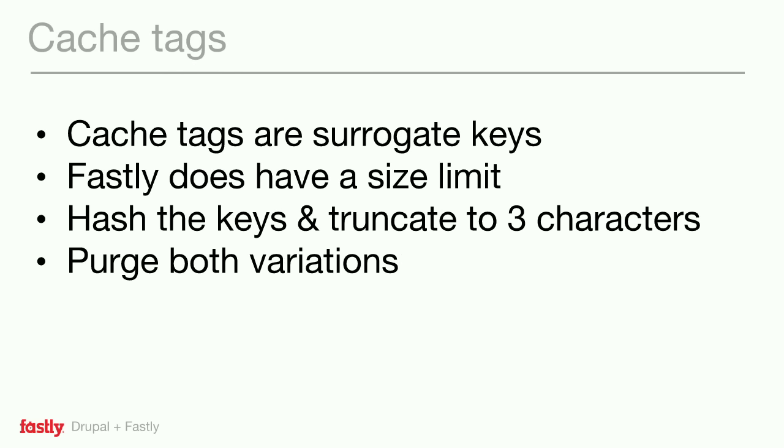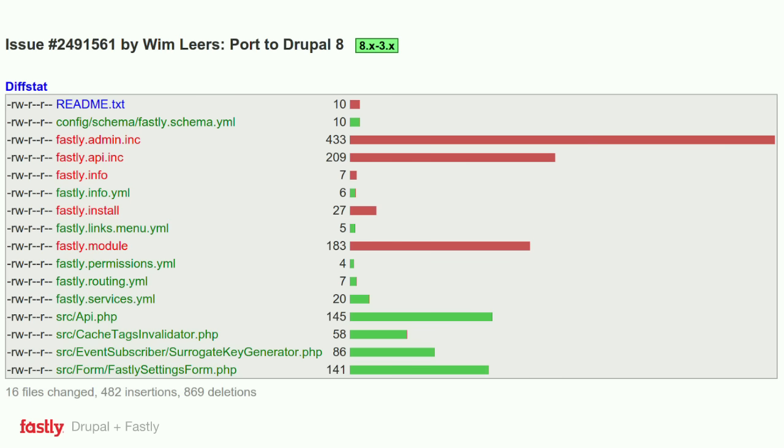Because they are surrogate keys, the Fastly module only has to do the translation from cache tags to surrogate keys and shorten them a little, because Fastly has a header limit of 16 KB. That's why we could remove so much stuff when it was ported to Drupal 8. So this is now one of the simplest, easiest modules: put in your API key, get a quick dashboard, enable one event subscriber and you're done.